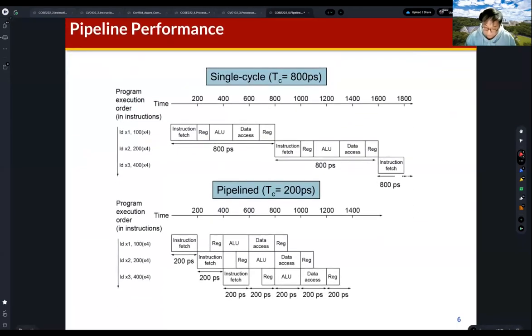Okay, so let's see the timing of the single cycle processor and the pipeline processor. So actually this is the load word, load word, and load word. This is also the same: load word, load word, load word.